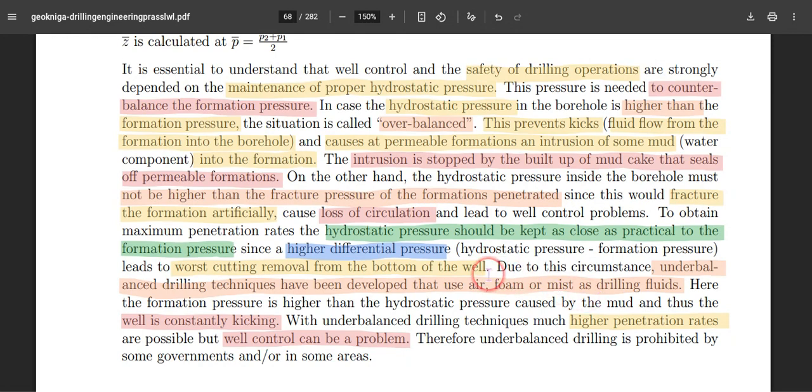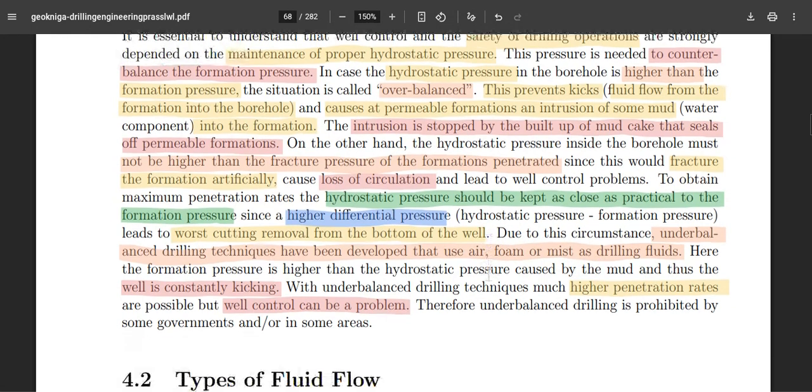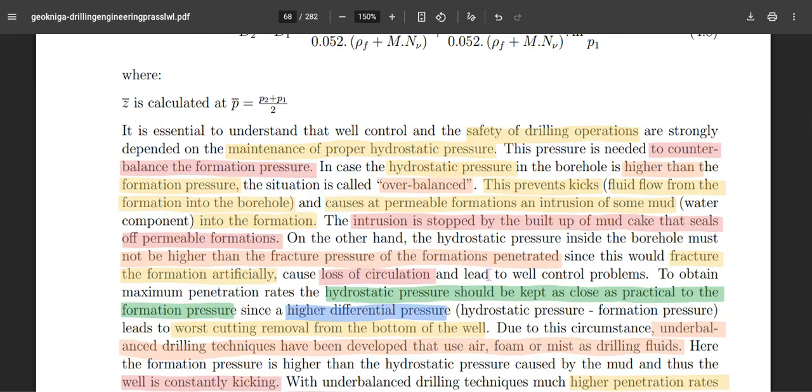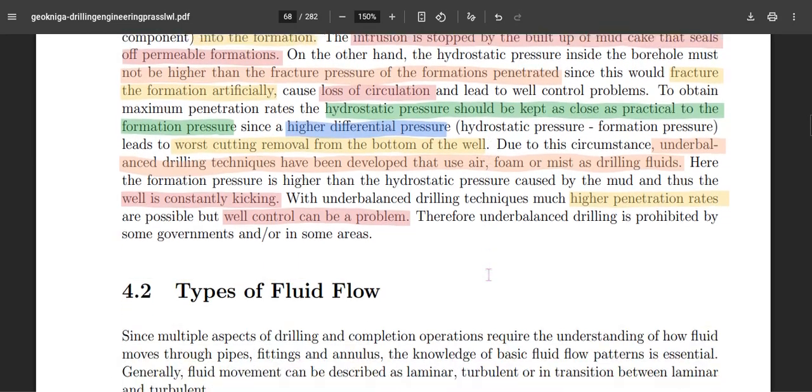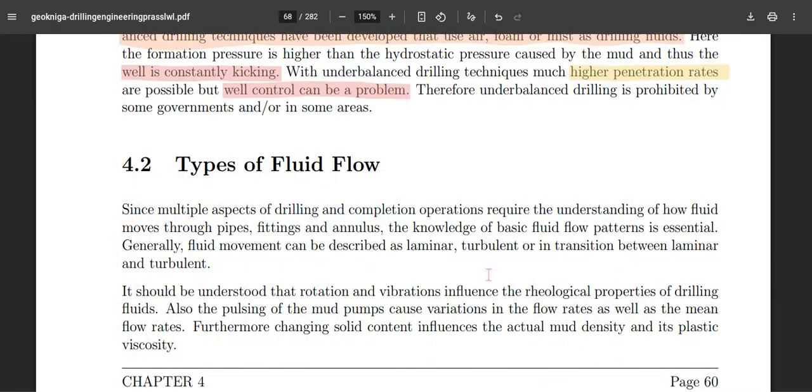So hopefully we understood the importance of maintaining the hydrostatic pressure to avoid a kick, by not maintaining a very low pressure, or to avoid loss circulation, by maintaining a hydrostatic pressure lower than the fracture pressure. So hopefully we will come up with the different types of fluid in the next lecture. Thank you.